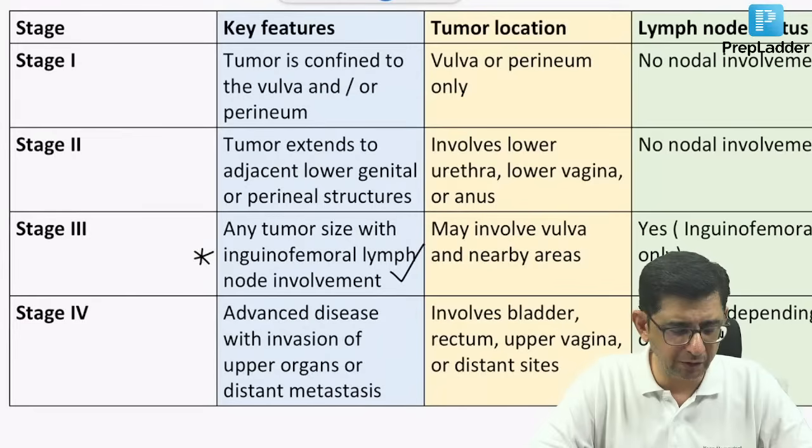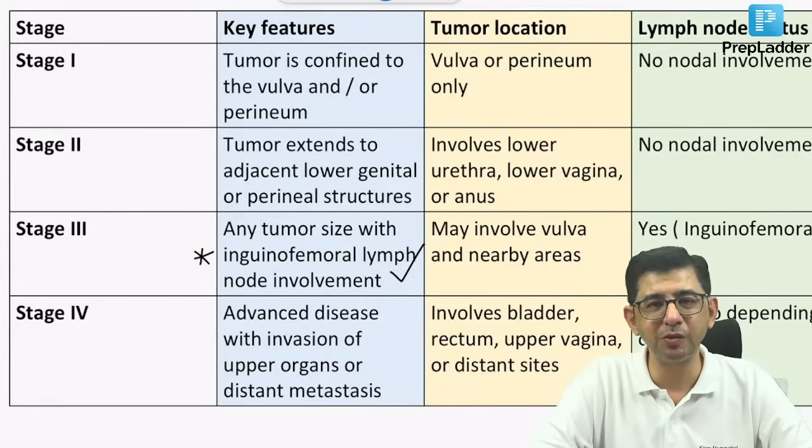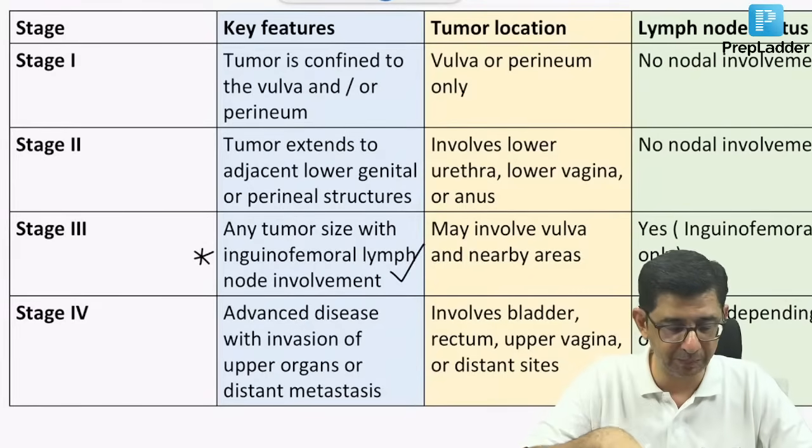VIA is a cost effective test. वो शायद FMG का क्वेश्चन था ना कि visual inspection with acetic acid is the cost effective test. That was like the FMG exam question that came.